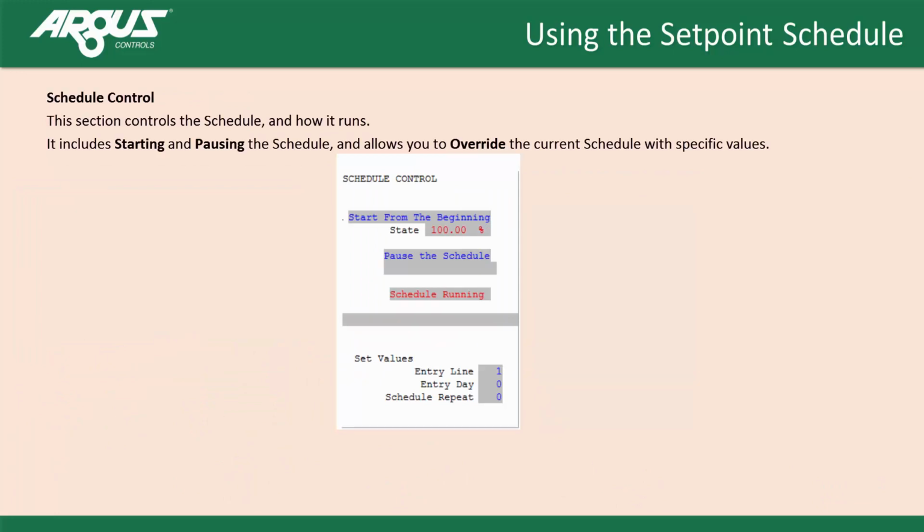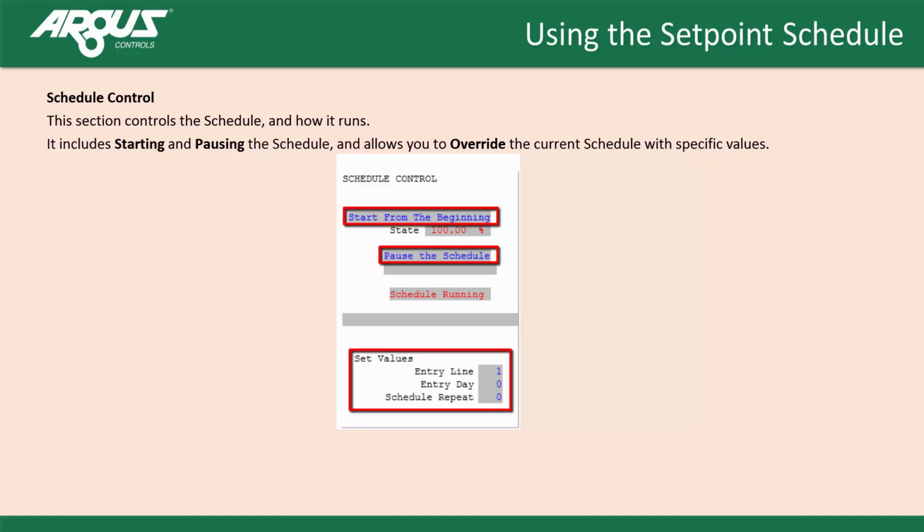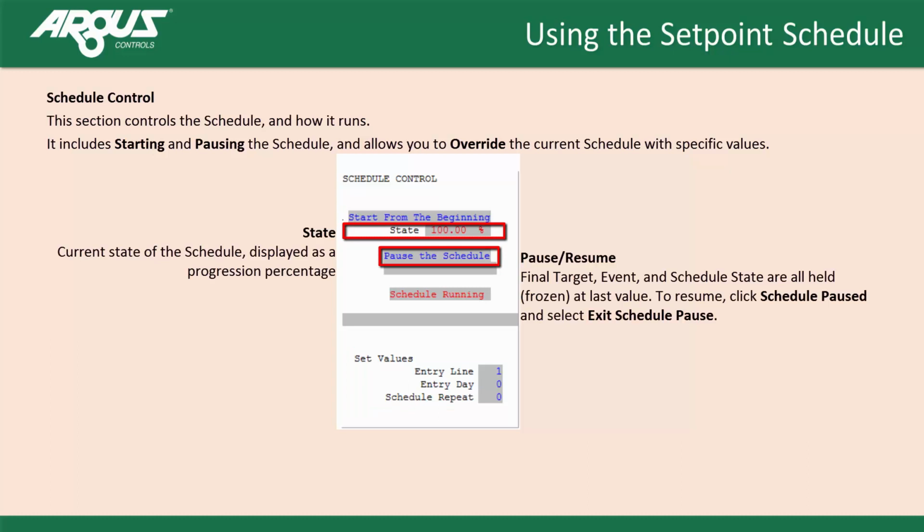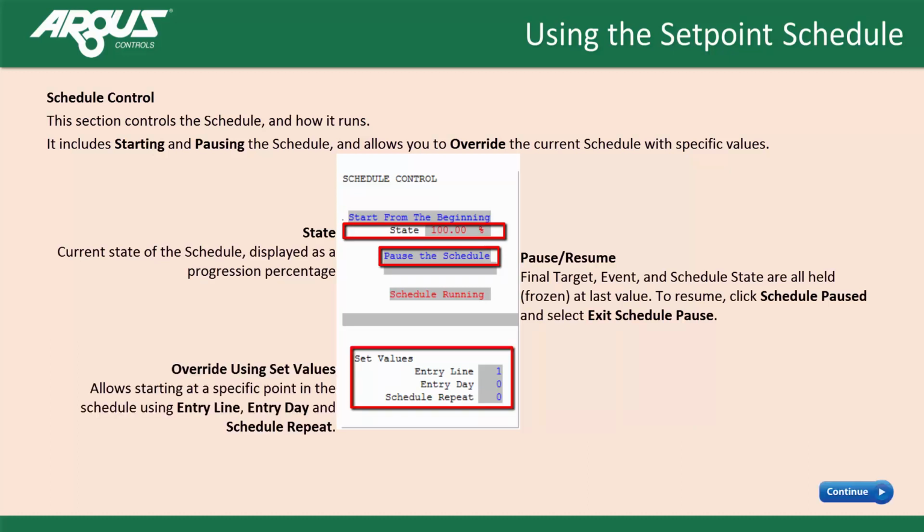Schedule control. This section controls the schedule and how it runs. It includes starting, stopping, pausing the schedule, and allows you to override the current schedule with specific values. State, pause, override using set values.